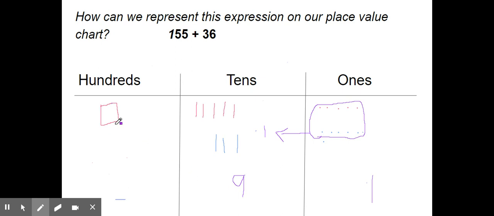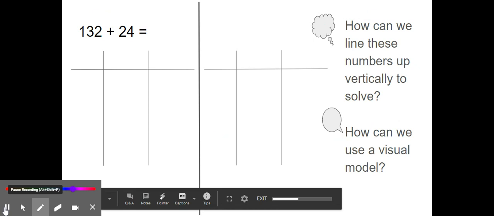1, that was easy. Now I have our answer. 100, 9 tens, 1 one. 191. Good job doing that problem with me. We are going to do one more problem together before you practice in your packet.